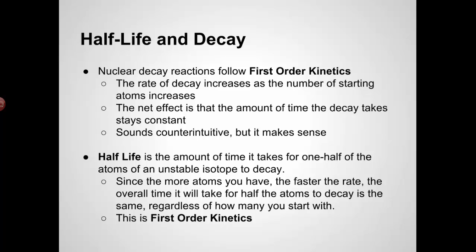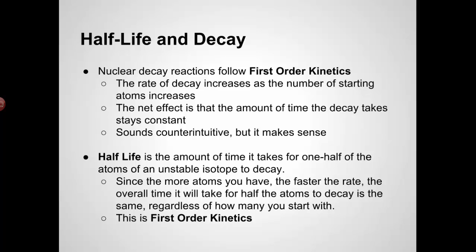Well, in the first example, when you started with 1,000, it took you 5 years to lose 500 of those atoms, to get down to 500. When you doubled the amount, it took you 5 years to lose 1,000 atoms, to decay 1,000 atoms. So it went faster, but the amount of time it takes is the same. That's what first-order kinetics means. We'll go into this in much greater detail later on.